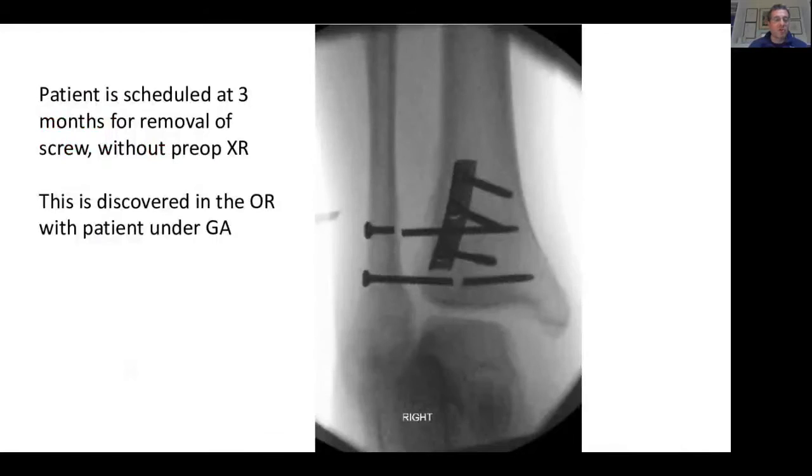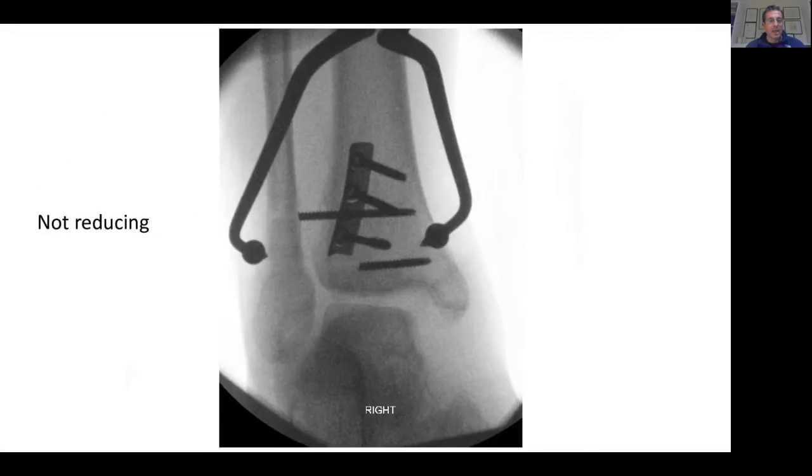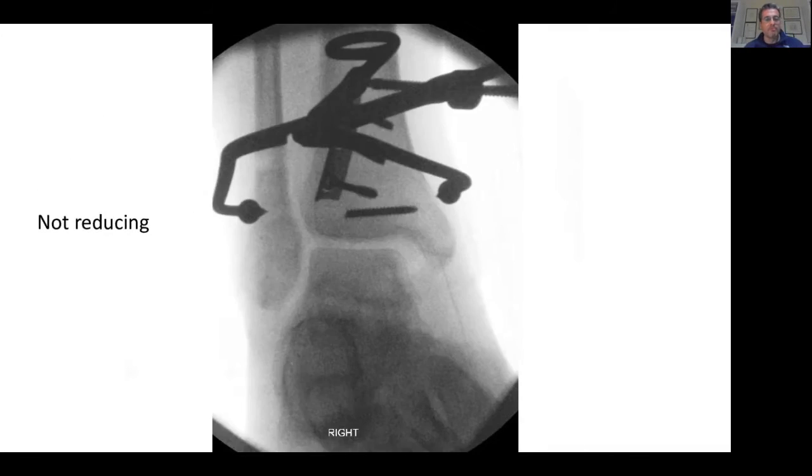The patient was scheduled for removal of screws. He ended up on somebody else's operating list, and a less experienced surgeon, not a consultant, was in the operating room. You see the knife there. He wanted to take the screws out with small incisions, and that's what was discovered intraoperatively with the patient under general anesthetic. Now, it doesn't reduce.